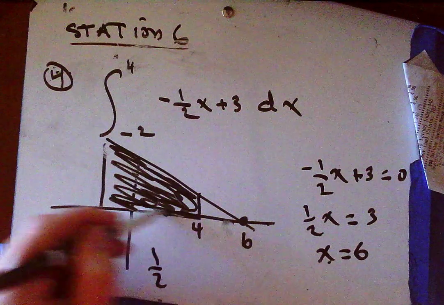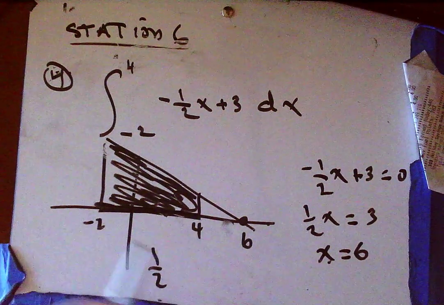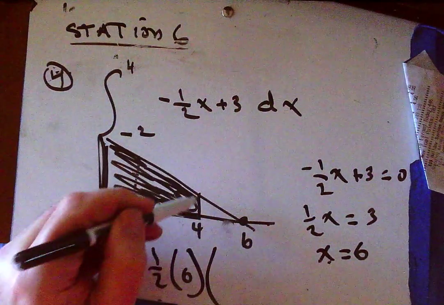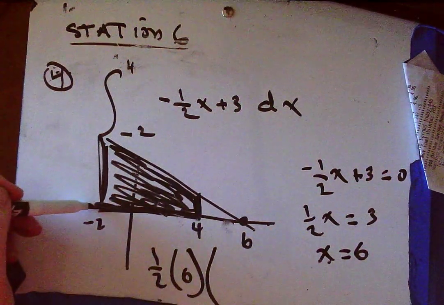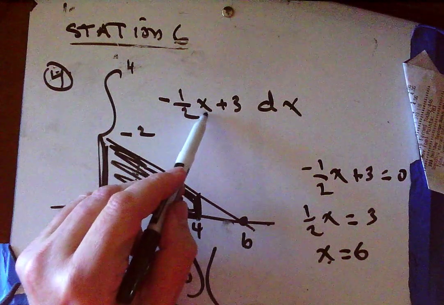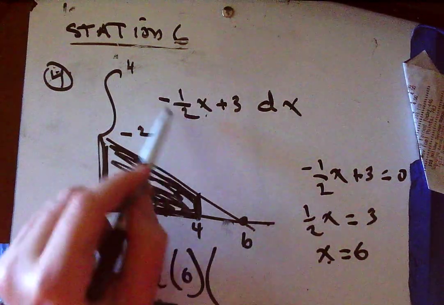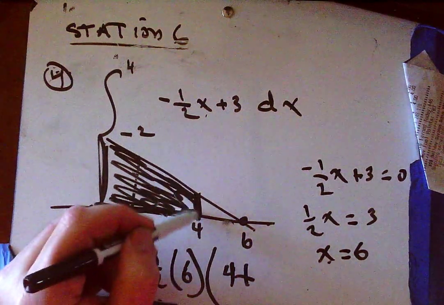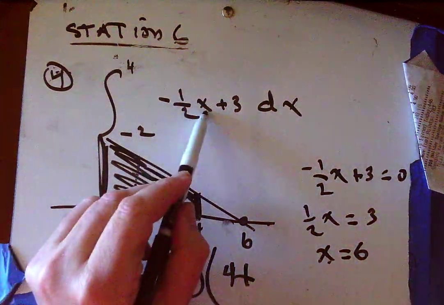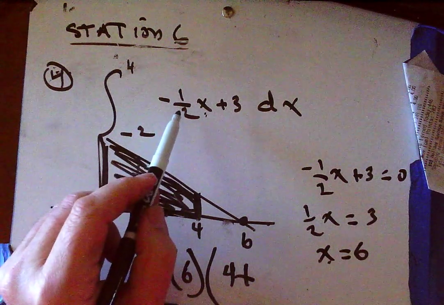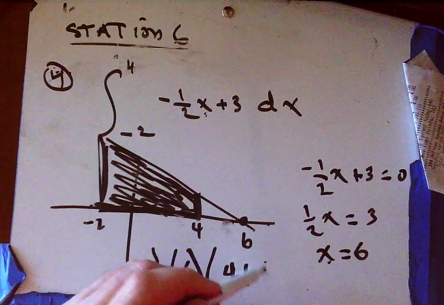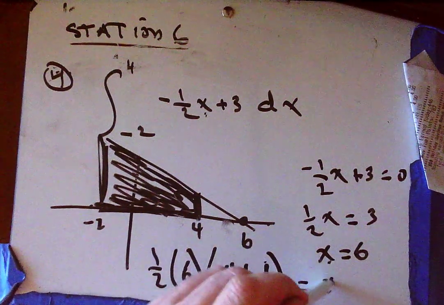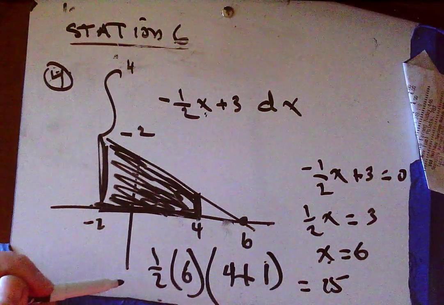1/2 height, 4 minus -2, times base 1 plus base 2. So if I plug -2 into this function, -2 times -1/2 is +1, plus 3 is 4. And what about my height here at 4? 4 times -1/2 is -2, plus 3 is 1. And so I end up with 3 times 5, or 15. I think that's pretty easy.